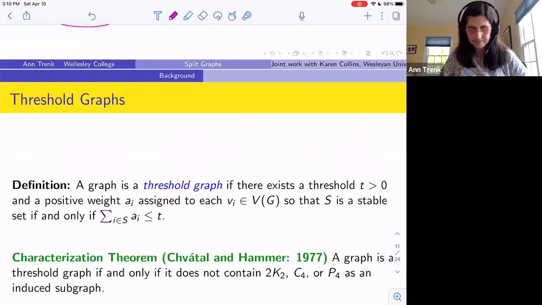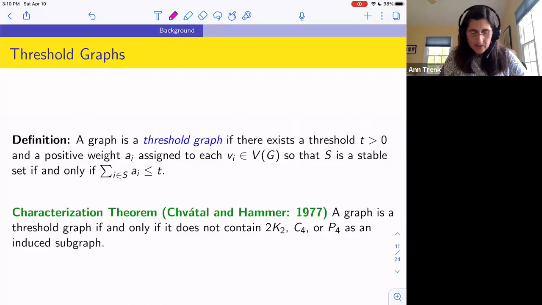Here's another lovely family of graphs, threshold graphs. A graph is threshold if there exists some real number t greater than zero, so that you can assign a positive weight to every vertex of the graph, so that a set of vertices forms a stable set if and only if the weights assigned to each vertex in that set sum to less than or equal to this threshold t. So this is a nice family of graphs called threshold graphs.